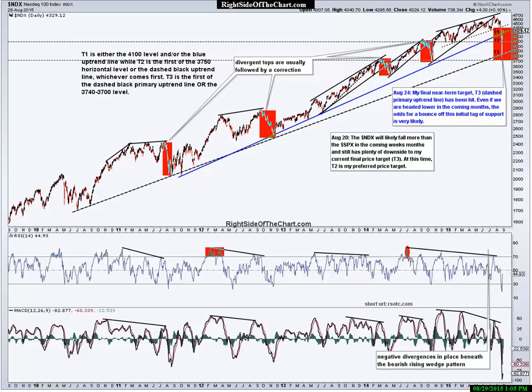Here we're looking at the NASDAQ 100, a daily chart. I've had these targets up for many months, if not the entire year, and I usually date these. I've had these annotations up here, the notes that my final target T3 would be the first of the dashed primary black uptrend line, this dashed uptrend line here, or this 3470 to 3700 level, and we hit that. We almost hammered right off that trend line. I mean, that opening gap that morning was lower, and we rallied all the way back up.